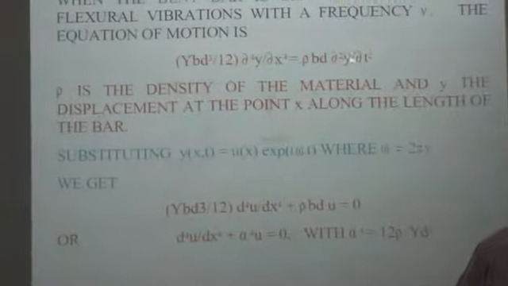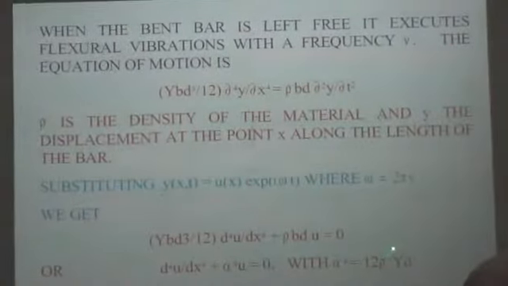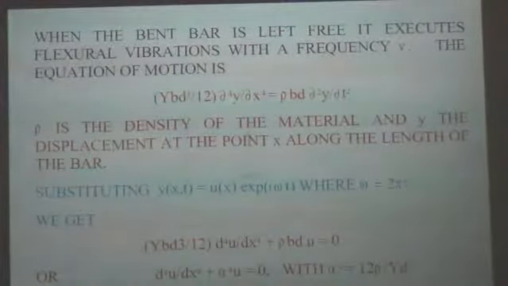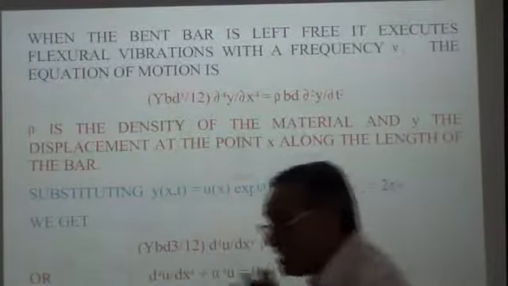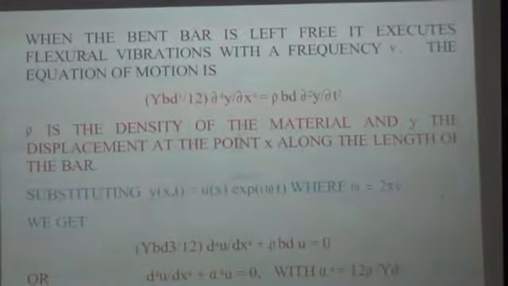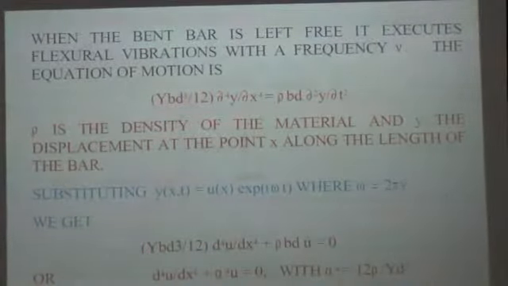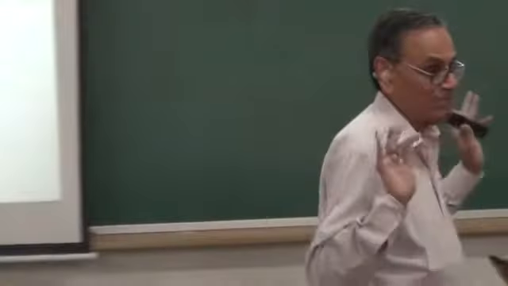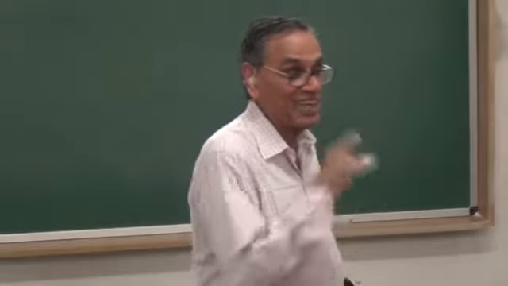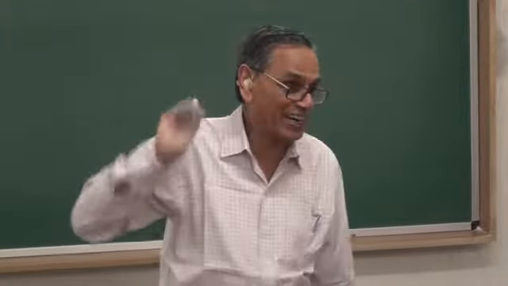When you substitute for d square by dt square, you will get minus omega square. So this rho will be multiplied by omega square. Alpha power 4 will be proportional to omega square. So if only certain values of alpha give a solution, it means only certain frequencies are possible for natural vibration. Rho, Y, d are all properties of the given part. The natural frequencies are given by the values of alpha which satisfy the boundary conditions.